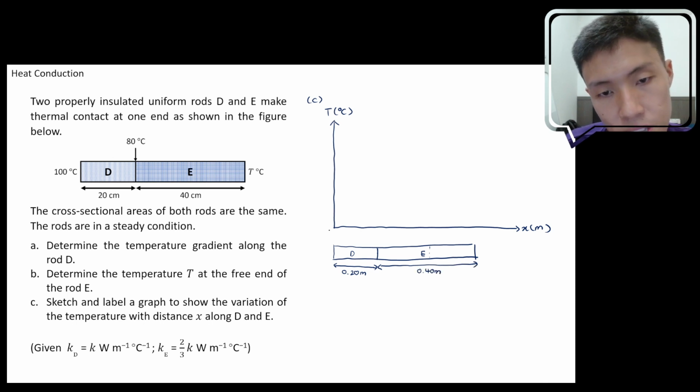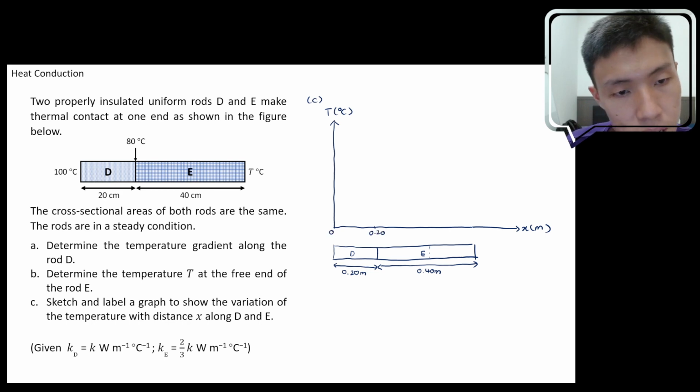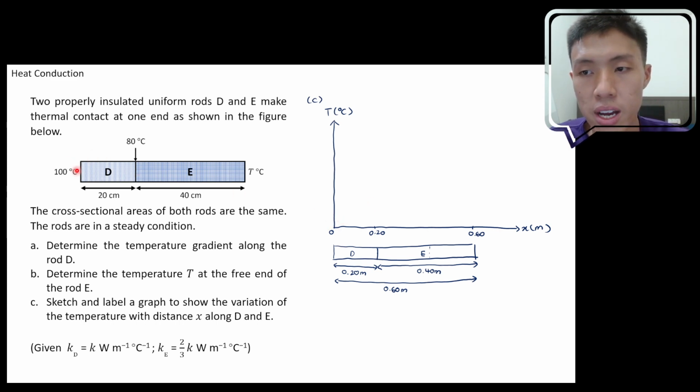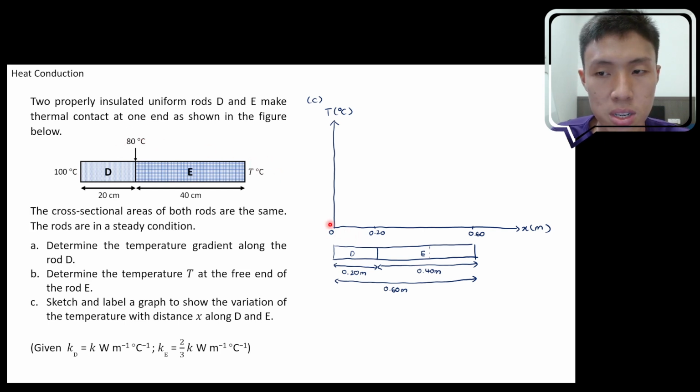So if you take here to be 0, then here will be 0.20 meter. Whereas if you measure from the start to the end, the distance will be 0.20 plus 0.40, which is 0.60 over here. So you have already labeled the x-axis with the positions where you know the temperature. You have 3 positions where you know the temperature, 100, 80 and 20, which is at 0, 20 cm and 60 cm from the origin.